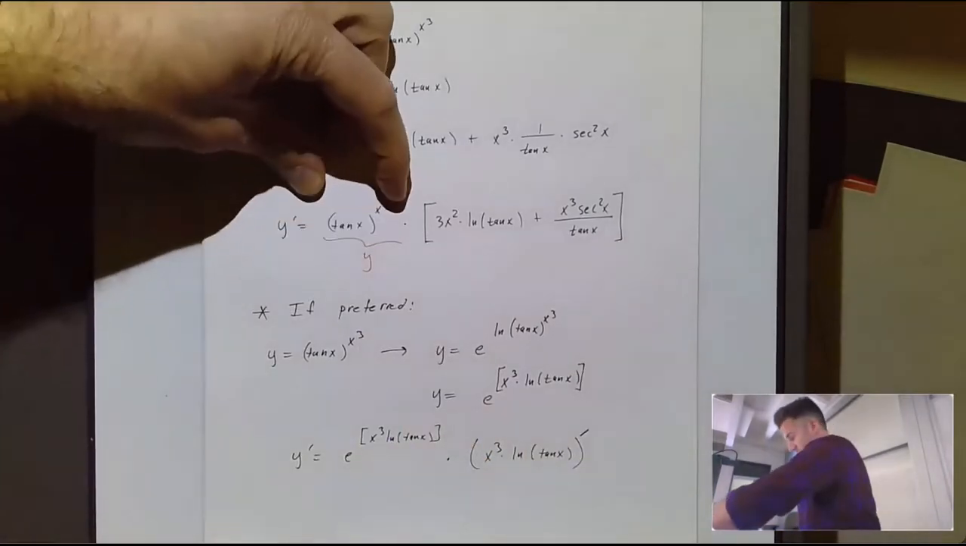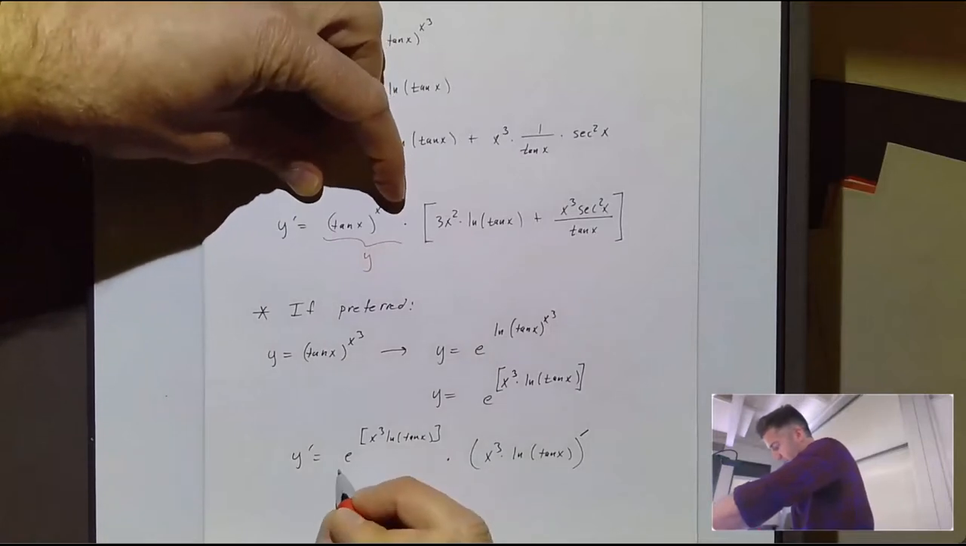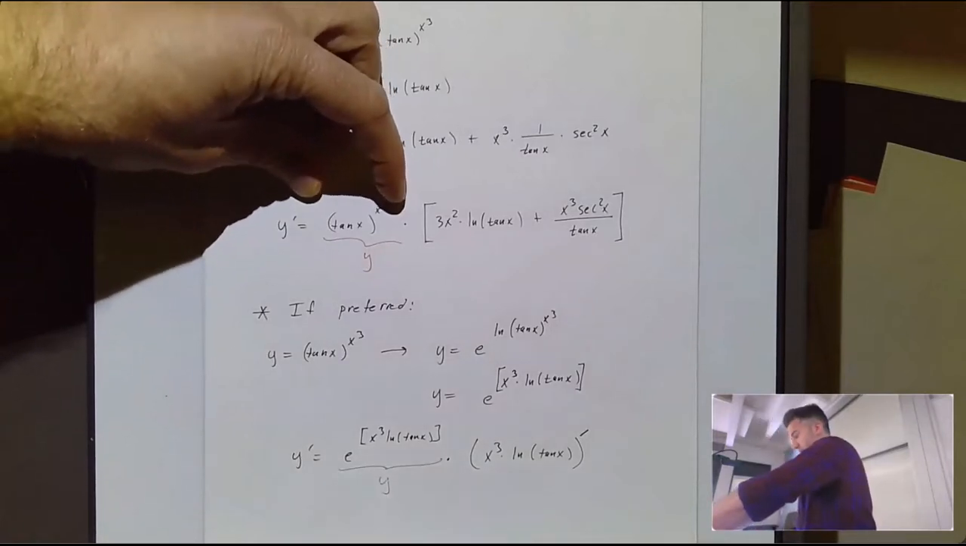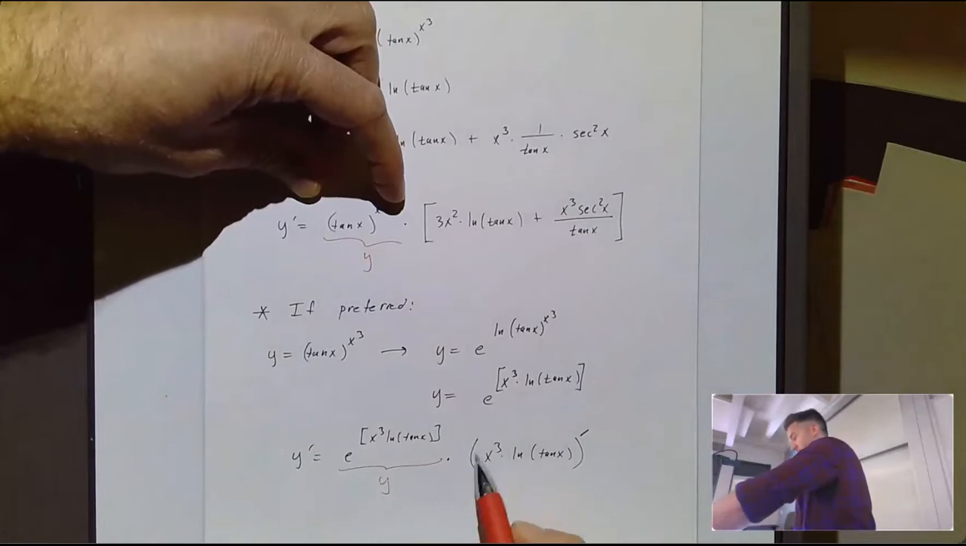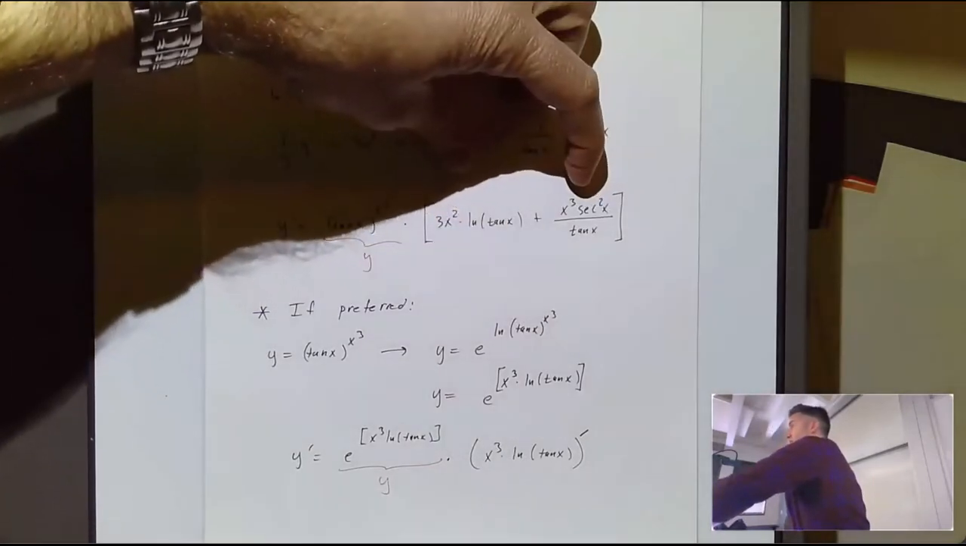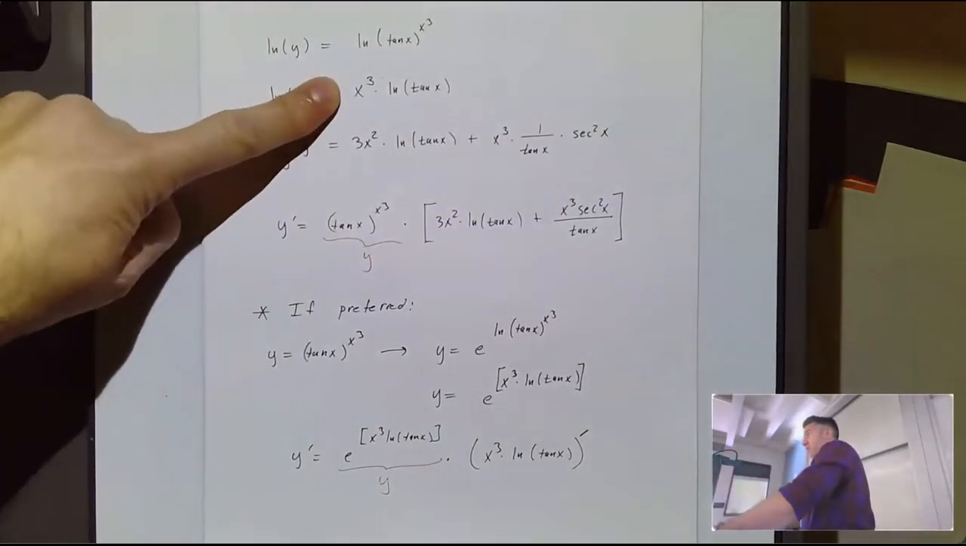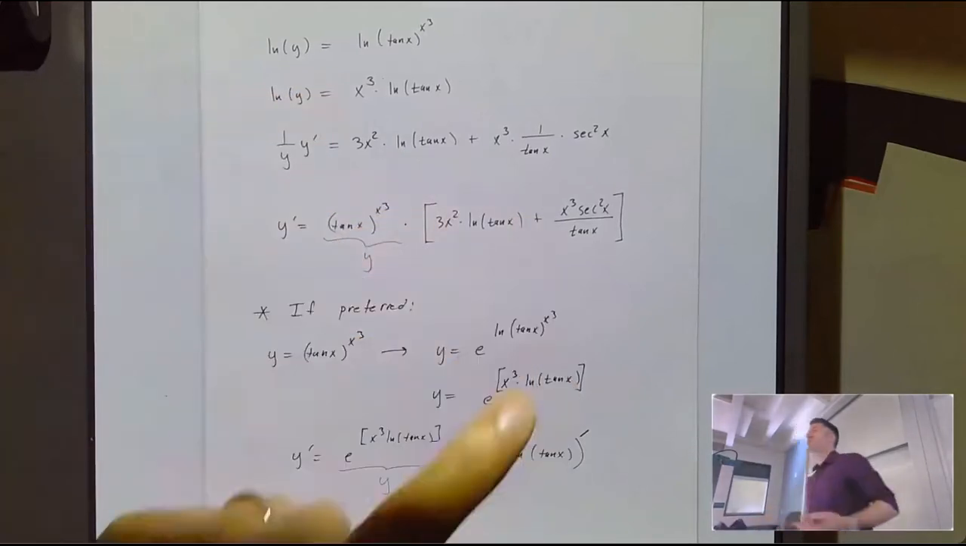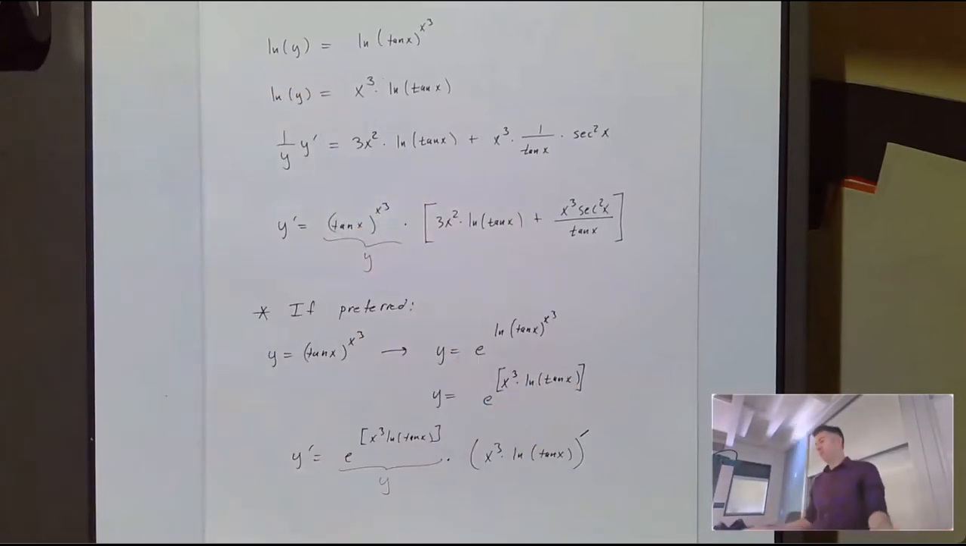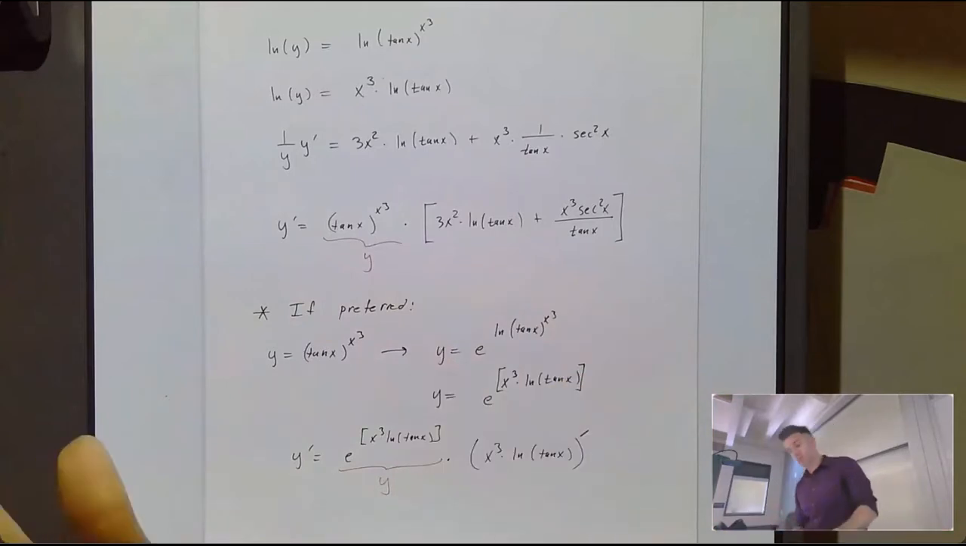This piece here is this piece here. And the derivative of this is exactly this, right? That's what we did. We did the derivative of x cubed natural log of tangent x to get that part there. So you could do it either way. I don't particularly love doing it this way, but if you wanted to do it that way, you should.